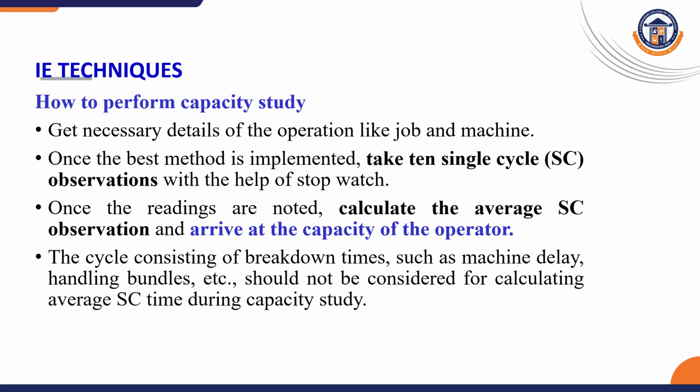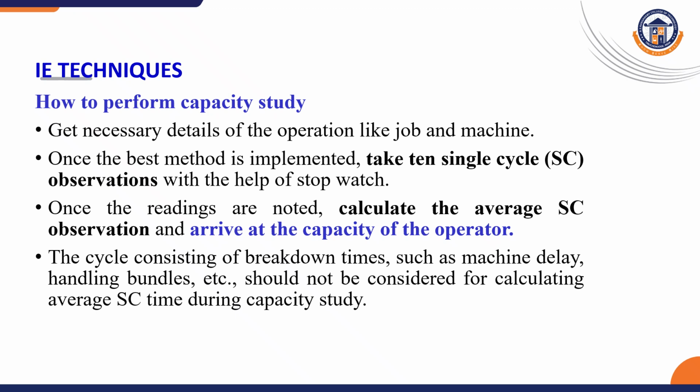One operation, the terminology used, is a cycle, one cycle, that we call single cycle operation. So for a single cycle operation, the same operation at different times of the day, time study is taken. And the average is called single cycle observation. Once the readings are noted, calculate the average observation, and arrive at the capacity of the operator. So that is what it is. At different times of the day, you take 50 readings, take an average, and that becomes the capacity of that particular operator on a particular machine and doing a particular type of work.